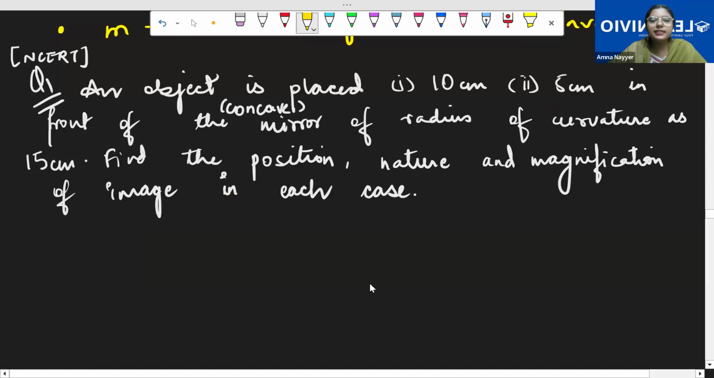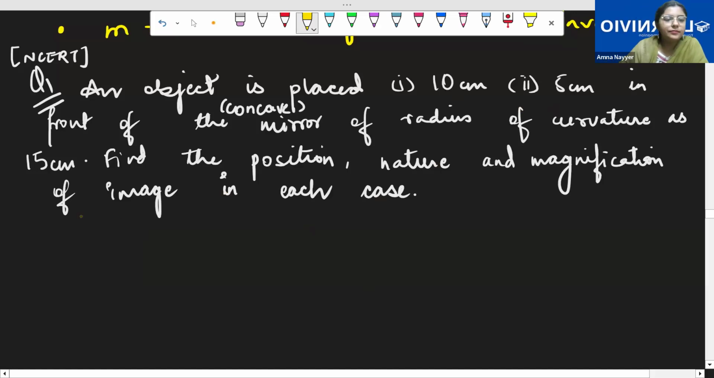See, this says that an object is placed at 9 centimeter in front of a concave mirror. Radius of curvature is given as 15. You have to find position, nature and magnification of image in each case. Each case means two cases are given. This is 10 centimeter, this is 5 centimeters.